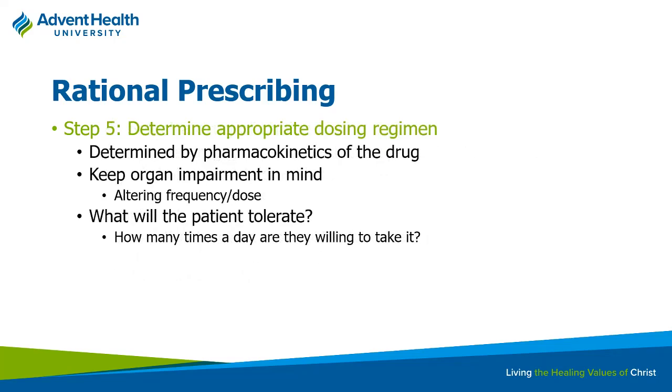Next, you want to determine the appropriate regimen. So you want to think about the organ impairment of the patient. Do they have good kidneys? Is the liver functioning appropriately? And this is, again, determined by those kinetics of the drugs, which is why you're going to have at least some knowledge, or at least know how to look it up for each individual drug to look at those kinetics, right? And then again, what will the patient tolerate?